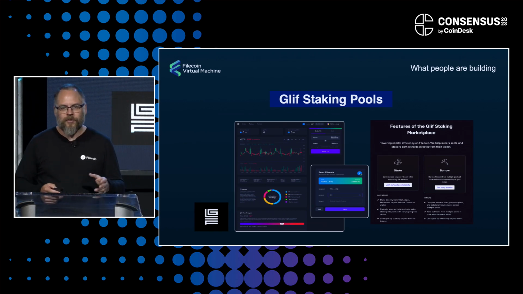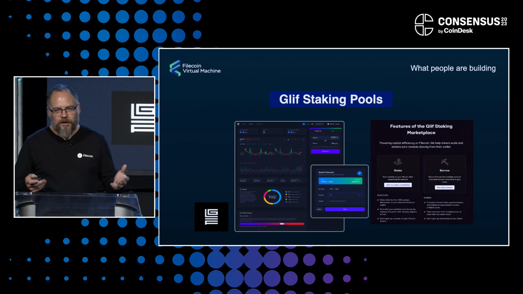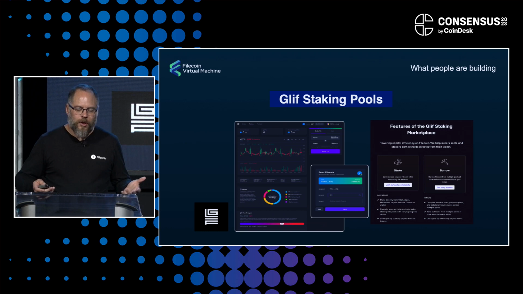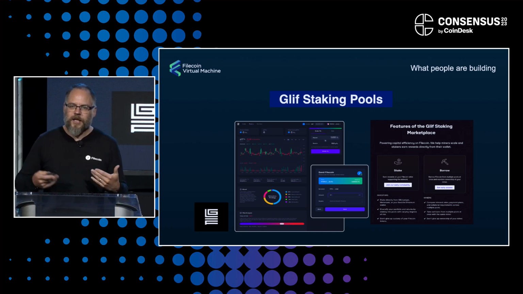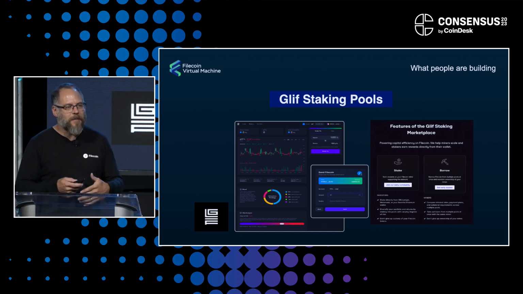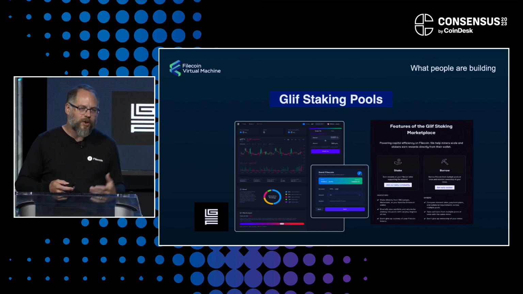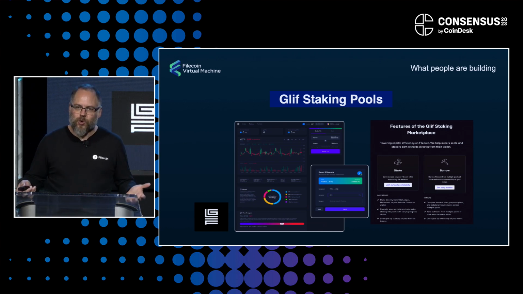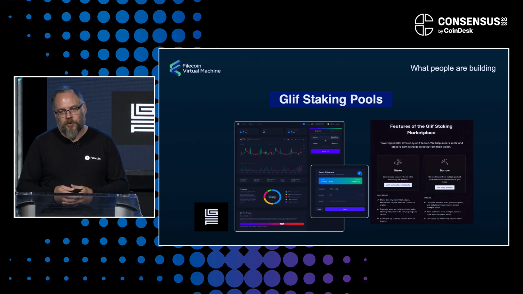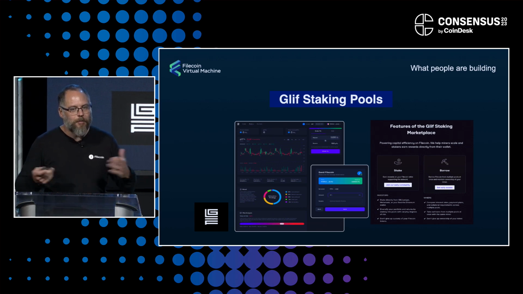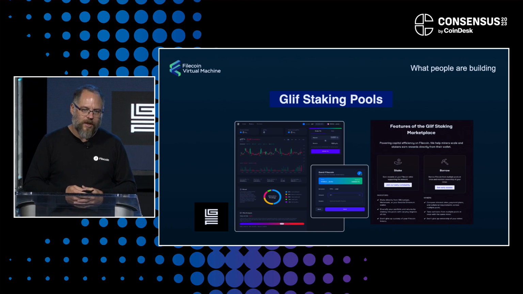Glyph, who are known for creating one of the wallets within the Filecoin ecosystem, have a staking pool service. This allows individual holders of the FIL token to stake that token in a staking pool that could then be borrowed from by storage providers. So if you set up as a storage provider, you need to provide a certain amount of collateral as part of that business, and that can sometimes be a friction point for new storage providers starting up. But they're now able to borrow against this staking pool.